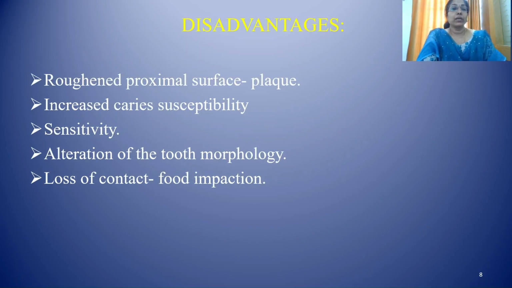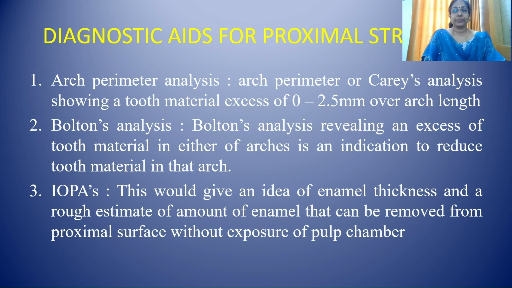Now I've already spoken about the disadvantages, that is roughened proximal surface. There'll be accumulation of plaque. Then there is increased caries susceptibility. Then sensitivity will be increased, and improper proximal stripping can lead to alteration of tooth morphology. And because of loss of contact of the teeth, there will be food impaction.